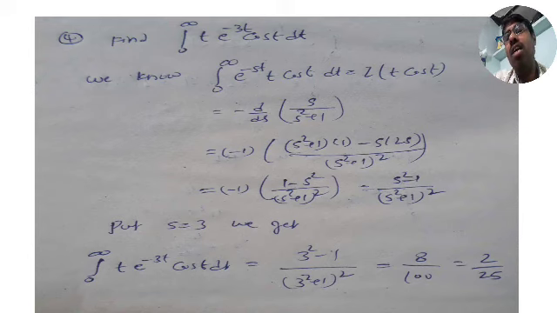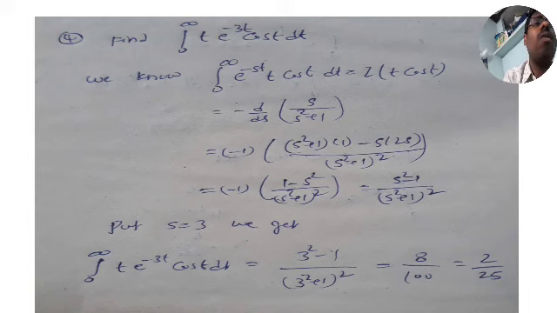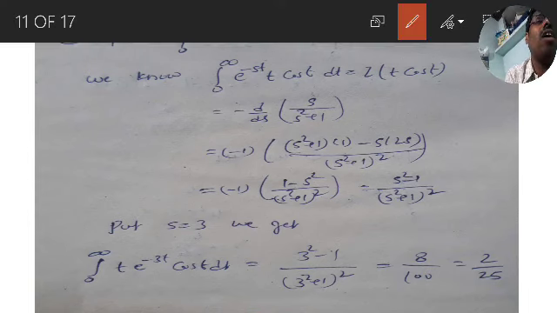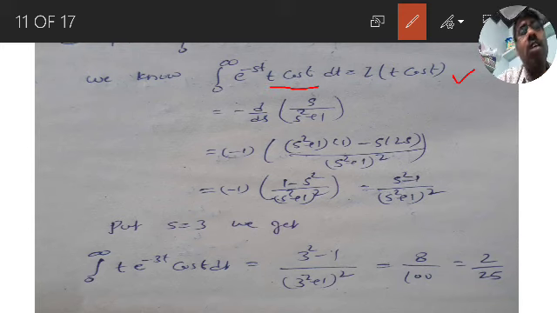What it says: integration from 0 to infinity of e power of minus st into f of t dt is L of f of t. Now in place of f of t you have t cos t, therefore it is L of t cos t. How to find L of t cos t? Multiplication by t method. L of cos at is s by s square plus a square, so L of cos t is s by s square plus 1.